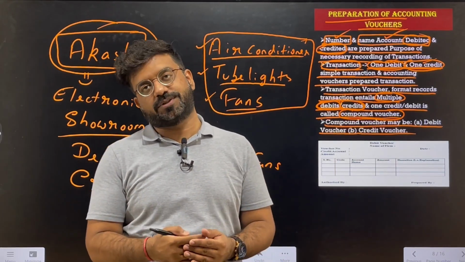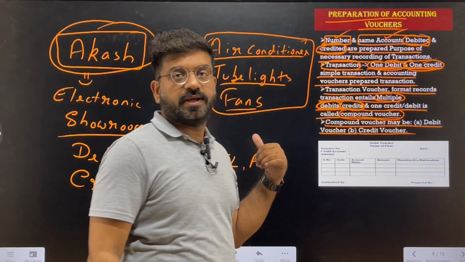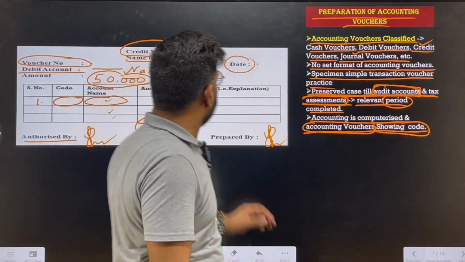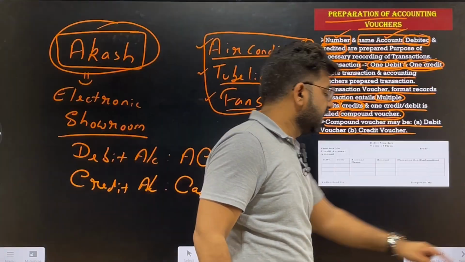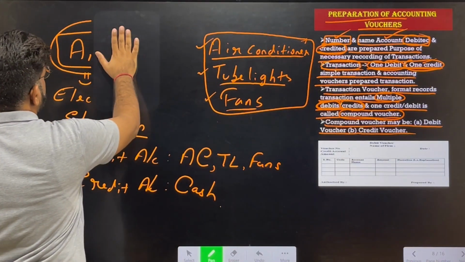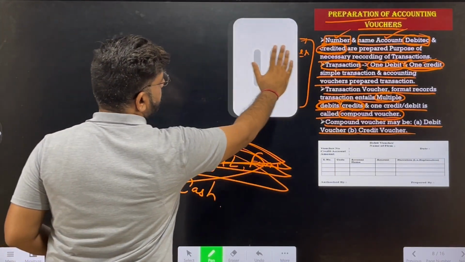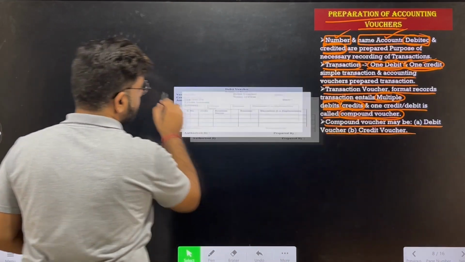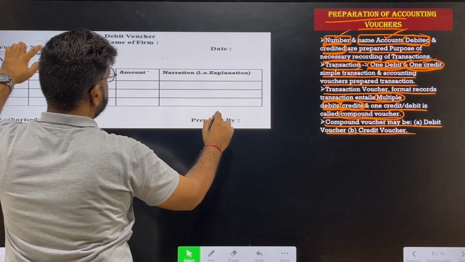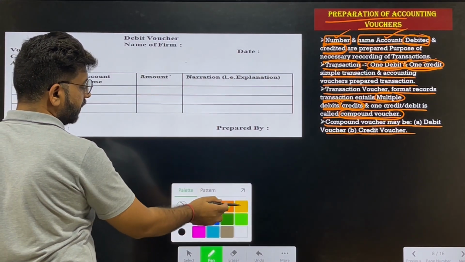This is the same format which was there in the last one. In the last slide we saw this was a credit voucher. Now this time we have a debit voucher in the specimen. Now let me explain the debit voucher as well. So this is the debit voucher, which again has been written.